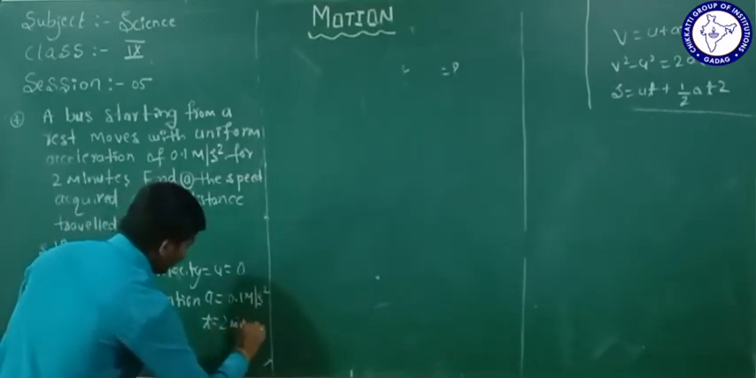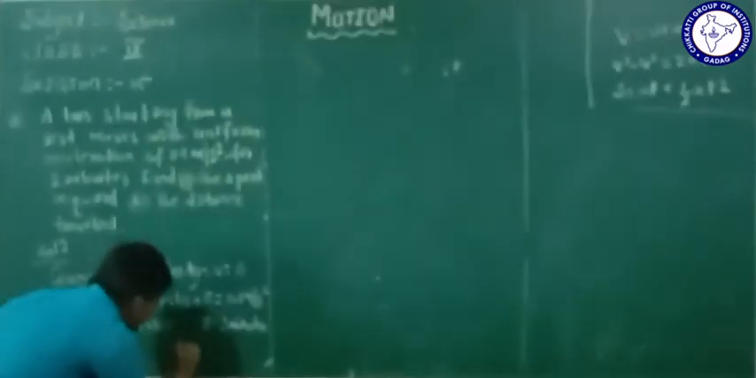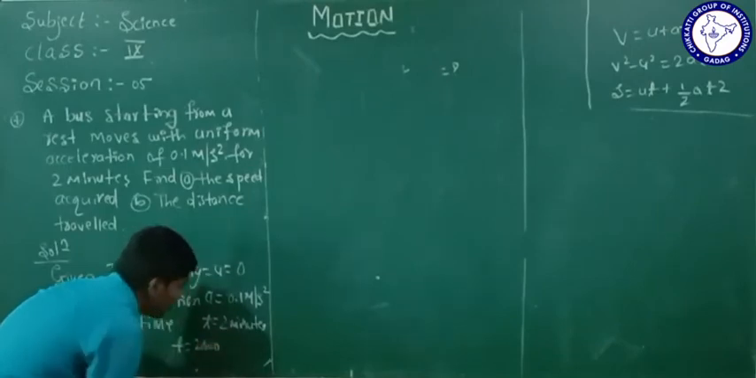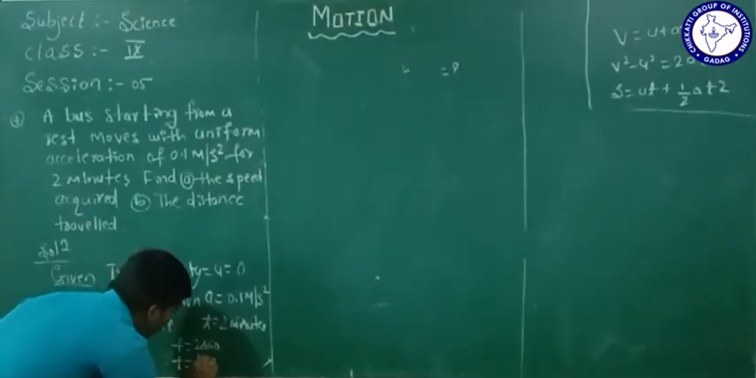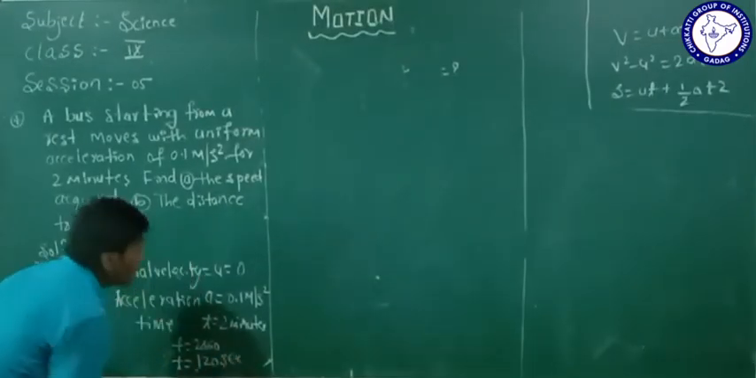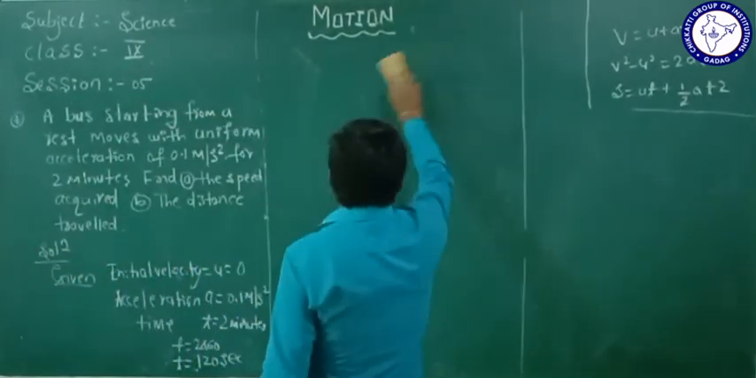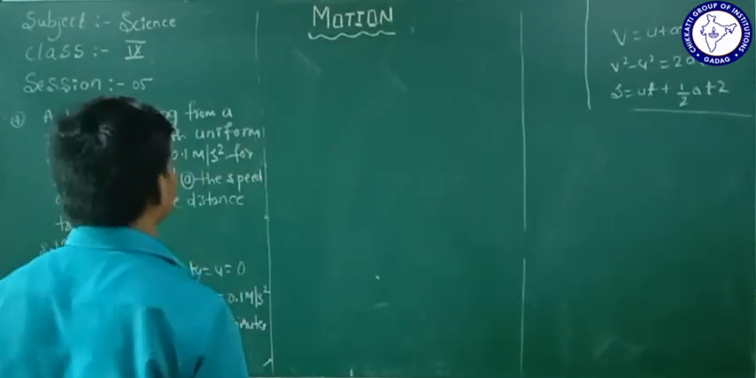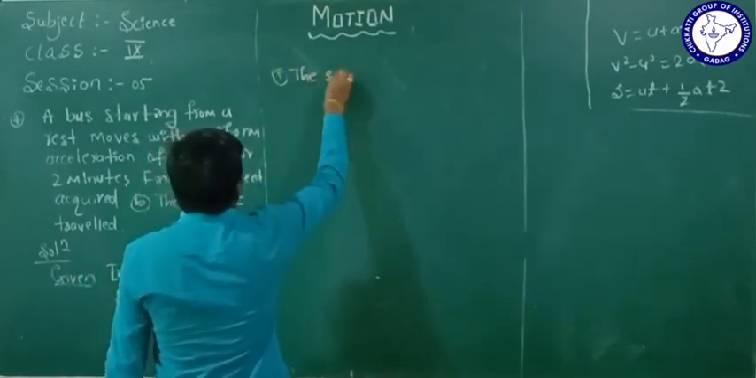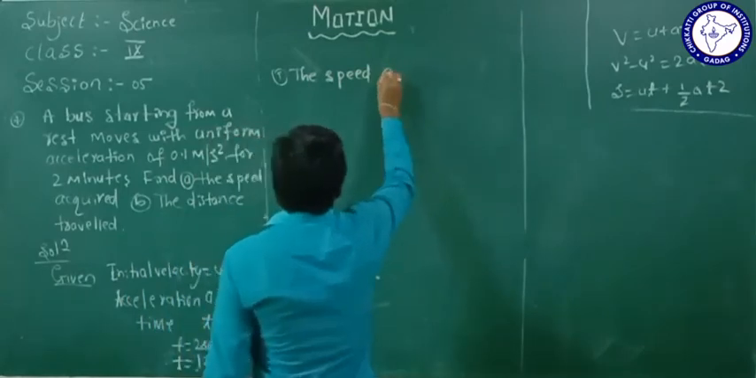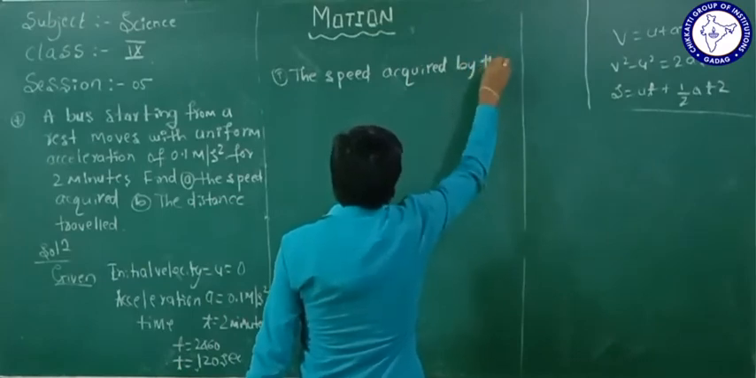Here, we should convert the minutes into seconds. t is equal to 2 into 60, because for 1 minute we have 60 seconds, therefore t is equal to 120 seconds. What we should calculate here is the final velocity, the speed acquired by the bus.